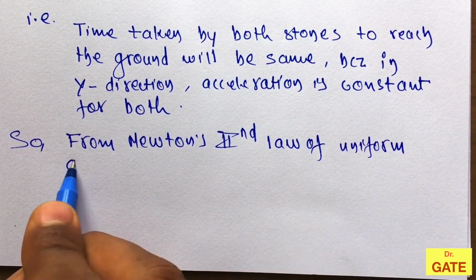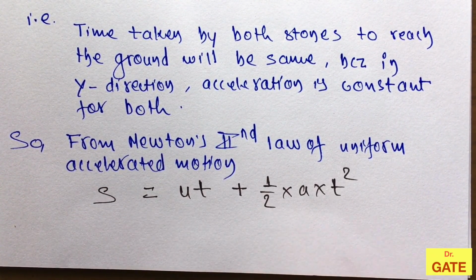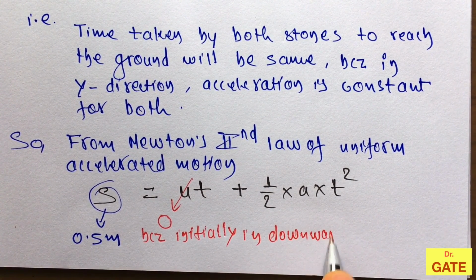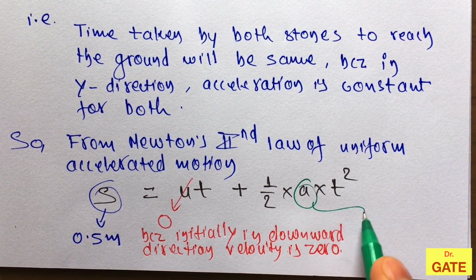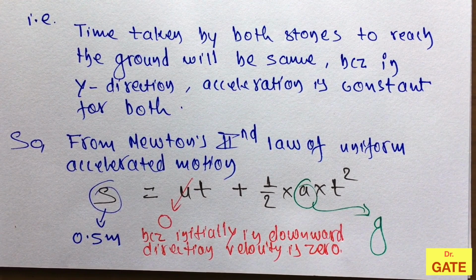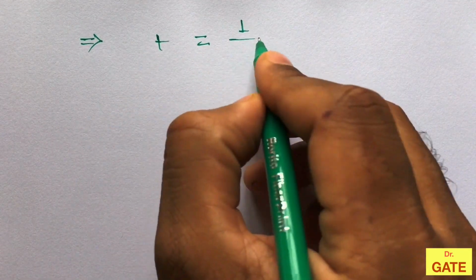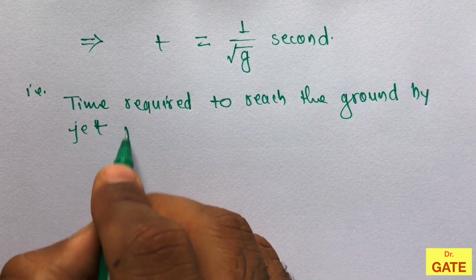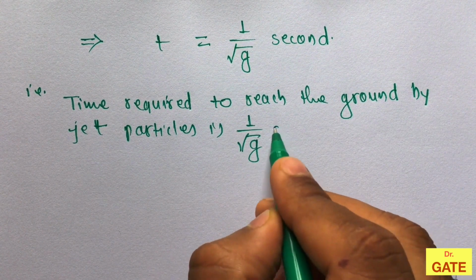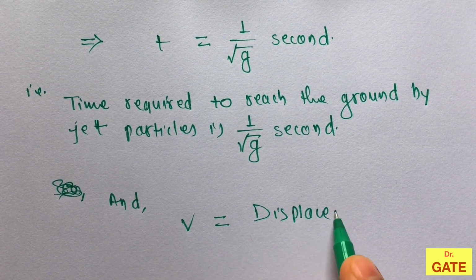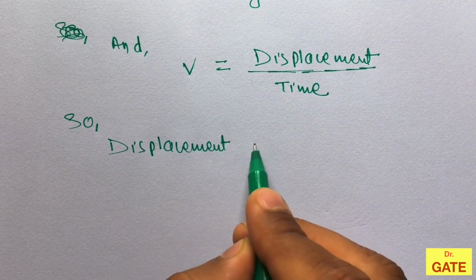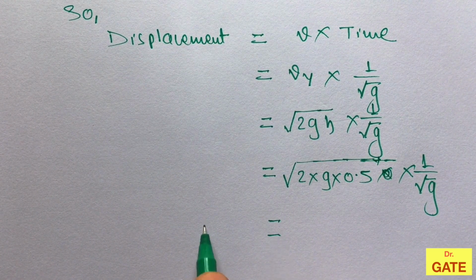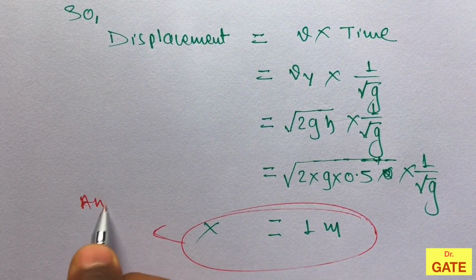So from Newton's second law of uniformly accelerated motion, we can write this, where s here is 0.5 meter, u here is 0 because initially in the downward direction velocity is 0, and a here is small g. After solving this equation, we will get t equal to 1 upon under root g second. That is, the time required to reach the ground by the particle is 1 upon under root g second. And velocity is equal to displacement upon time. So displacement is equal to velocity into time. On solving this equation, we will get x equal to 1 meter. So option B is correct.